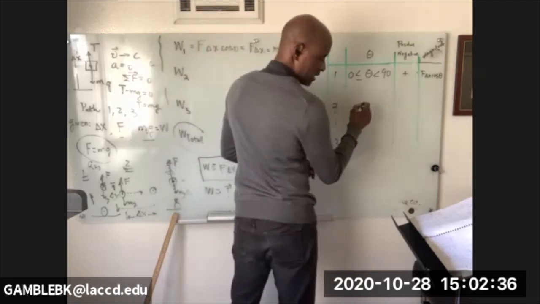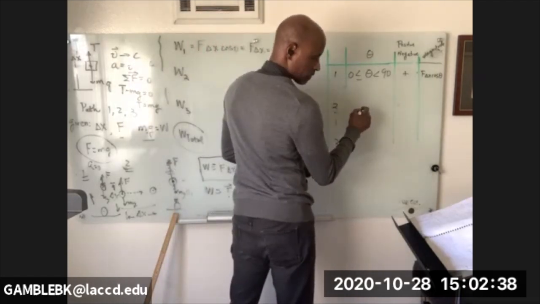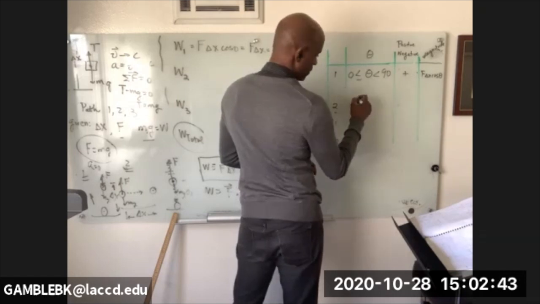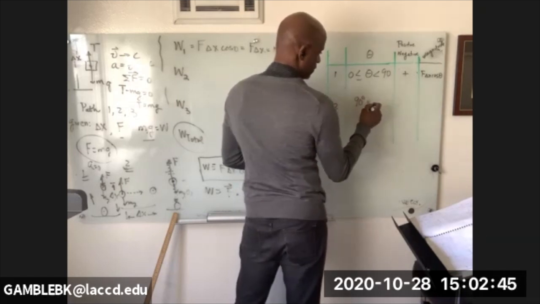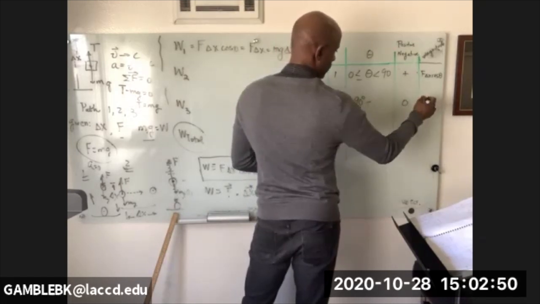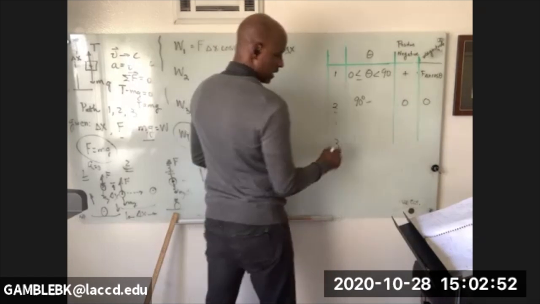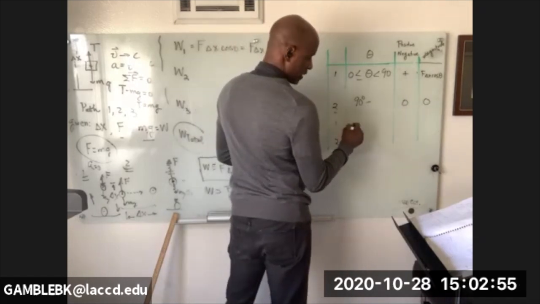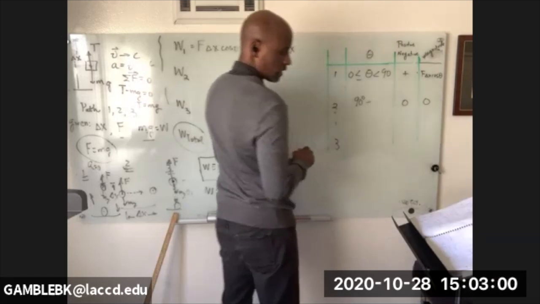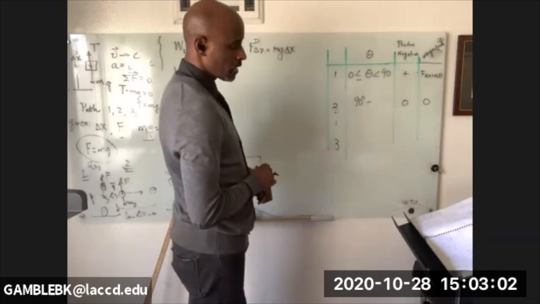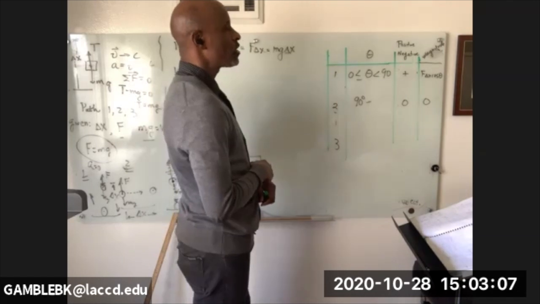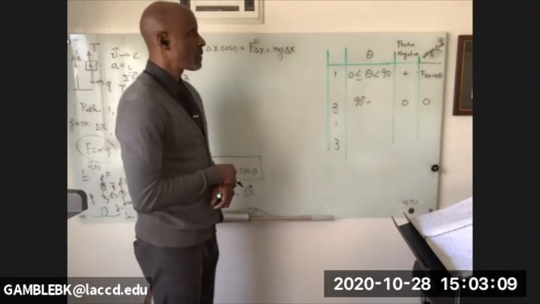If the angle is 90 degrees, then that's trivial, and there's no positive or negative, and the work is zero because you've got cosine of 90. If the angle theta is, you know what? I think I might have misled you a little bit.